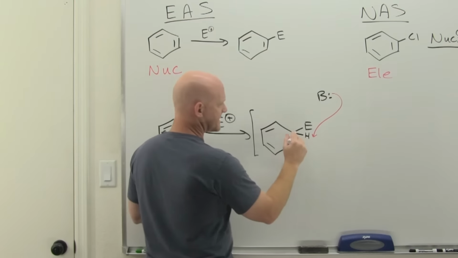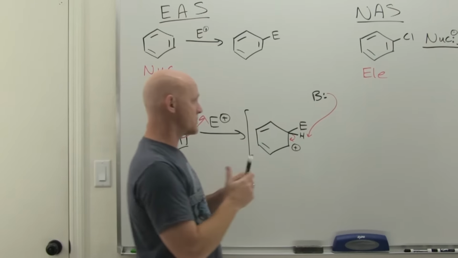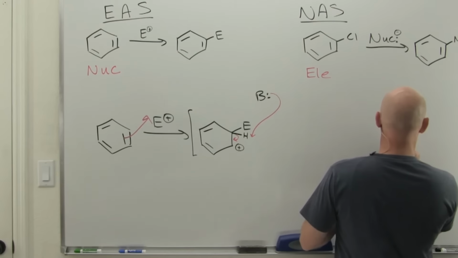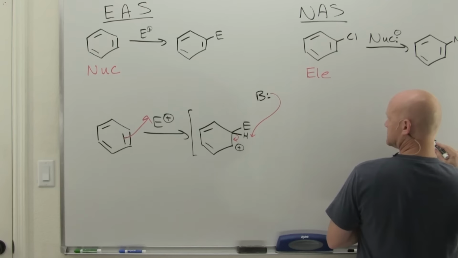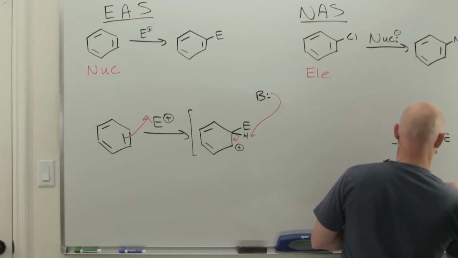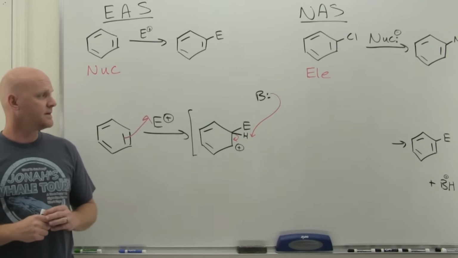So, and that frees up these electrons to become pi electrons and restore aromaticity to the ring. And so in the end, we complete our substitution there.